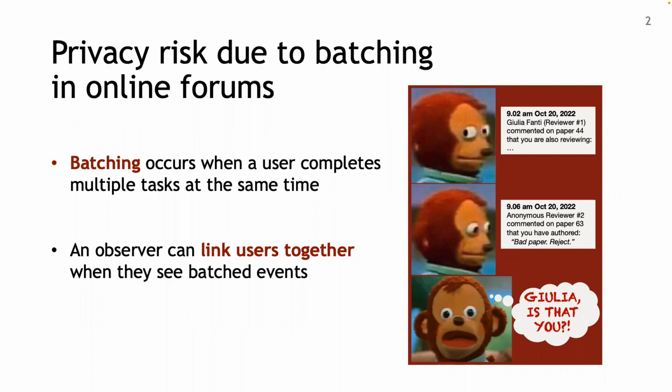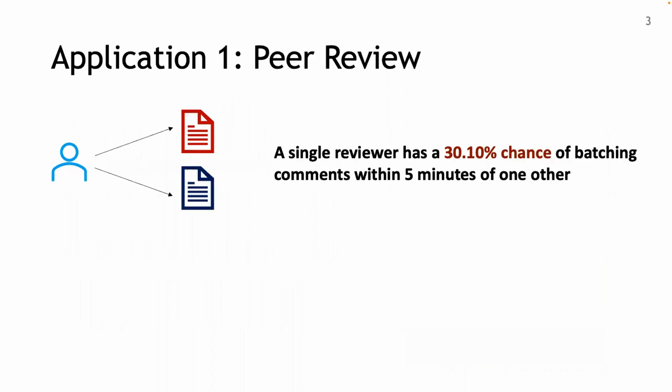So an observer can link users together when they see batched events. And linking users together is often a first step in de-anonymizing users, because all you need is a bit of extra side information about one of these pseudonyms to figure out who all of the pseudonyms are associated with. Now, it might seem purely speculative that such a thing could happen in peer review, but we took some measurements from an actual top CS conference with thousands of papers, reviewers, and discussion comments. And we find that batching leaves a really distinct signature in timings.